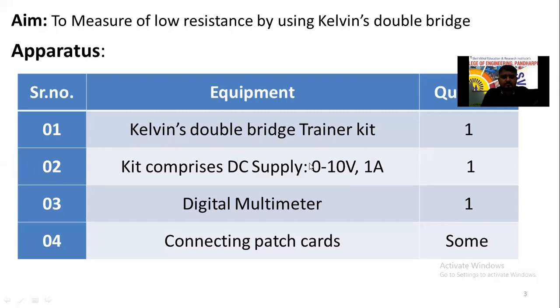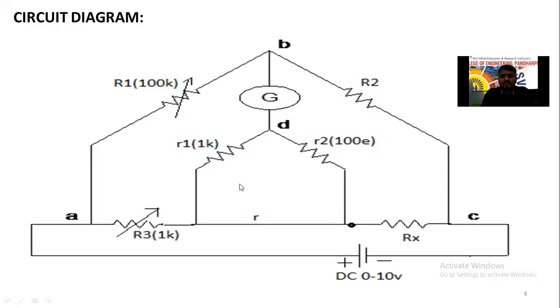Yes, aim and apparatus. Okay. Instead of using that, I have saved the complete screen. These are the equipment required to perform the practical of low resistance measurement by using Kelvin double bridge. We'll go for the circuit diagram. Is the circuit diagram visible?